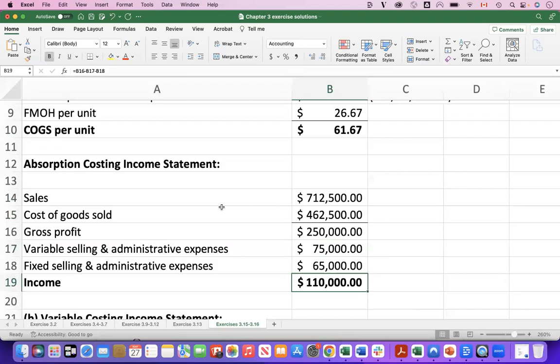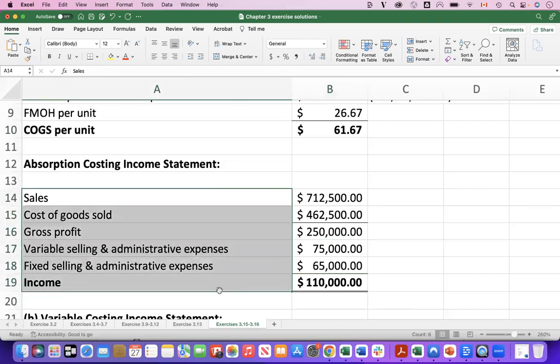Key thing to notice here is the format of the income statement under absorption costing. I cannot stress it enough. Utilize that gross profit approach.